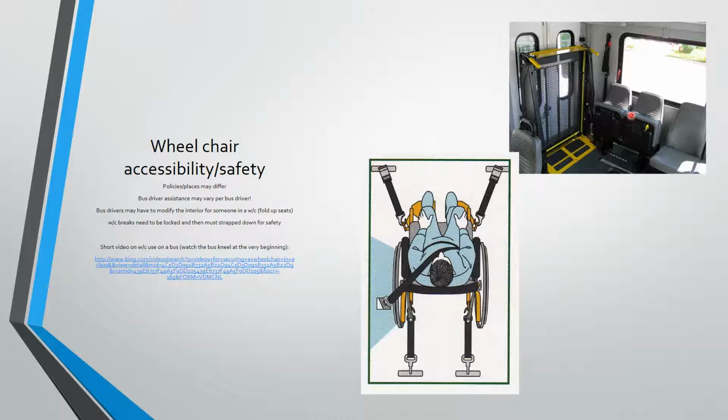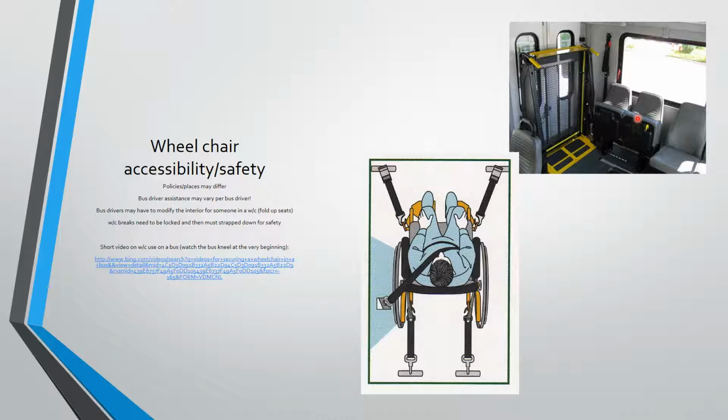In this particular bus, again, here's a ramp, right? It electrically or hydraulically goes down. These seats have to be pushed up, okay? And so the bus driver may have to give that assistance. Again, that's going to depend on the place. It may even depend on the bus driver. But the bus driver is the one that has to modify the interior, okay?